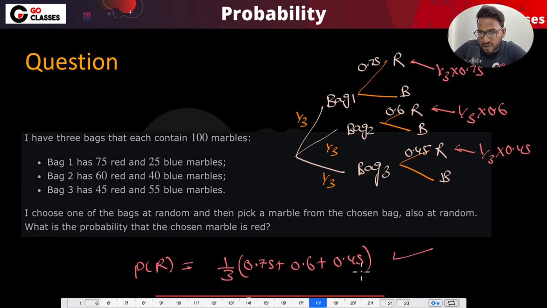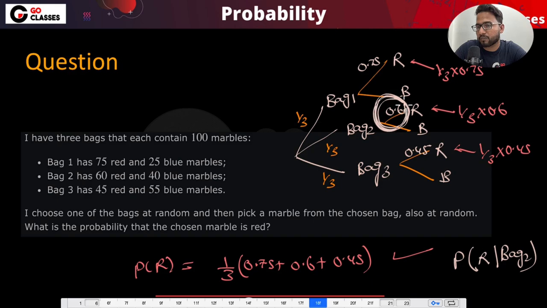Now if they ask you a different question, let me just ask this question: what is the probability of red given that you have chosen bag 2, then what is your answer? This is very much given in this question, right? The probability that you will be choosing red, given that you already know that you are with bag 2, is 0.6. So this is already in the given question, which is 0.6.